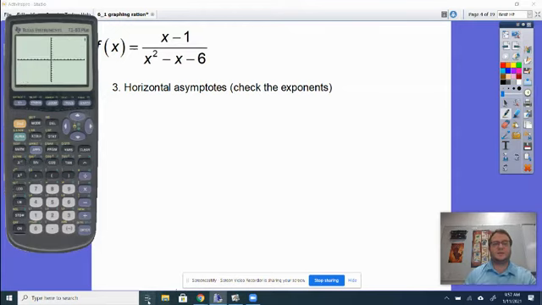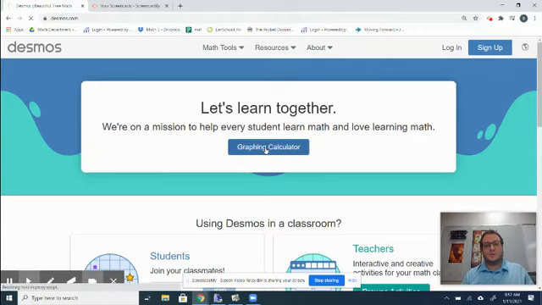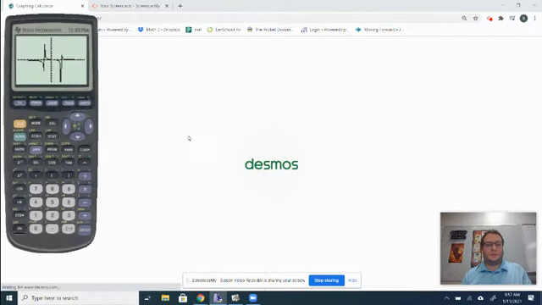So looking at this graph, whoa, what just happened there? So again, we got this kind of like, what happened? Because the one downside to the TI-83s and 84s is they're not always 100% accurate as to what's going on. So let's head over to Desmos and do the same thing.